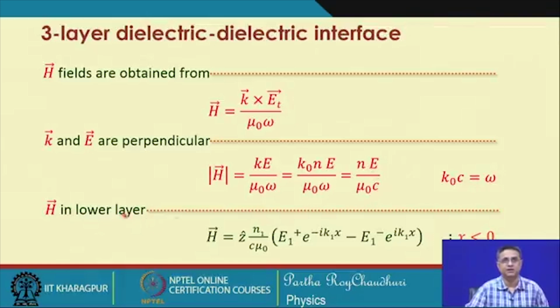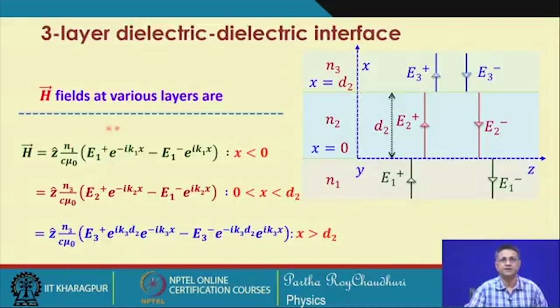So, H in the lower layer, the first layer, we can write down in this form, because from this equation we can see that H will have a z component. So, n1 by c mu naught, E1 plus e to the power of minus i k1 x and so on, where k1 is the propagation vector in the first layer. Therefore, we can write this equation, and similarly the fields at various layers will be of this form.